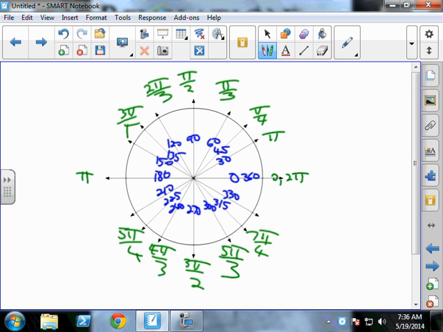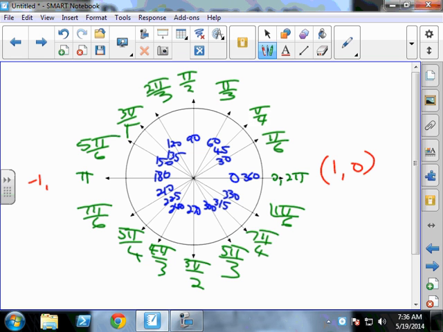And then pi over 6. I'm going to back up from 6 pi over 6, so I got 5 pi over 6. I'm going to advance from 6 pi over 6 to 7 pi over 6. I'm going to go back from 12 pi over 6 to 11 pi over 6. And then finally my coordinates: 1, 0, negative 1, 0, 0, 1, and 0, negative 1.